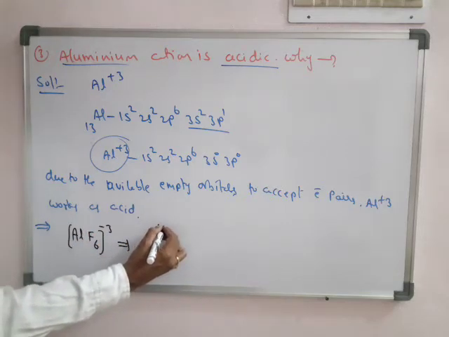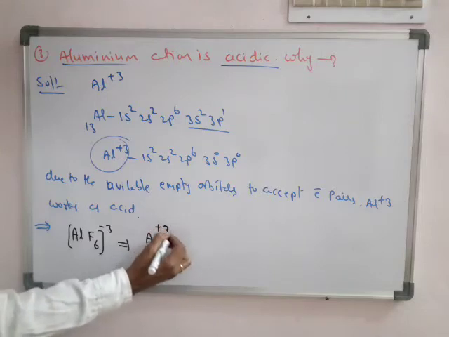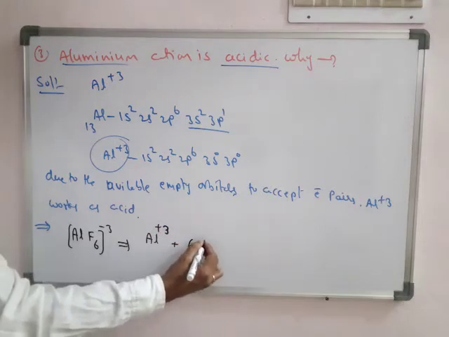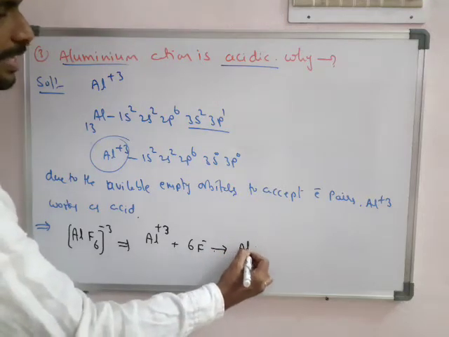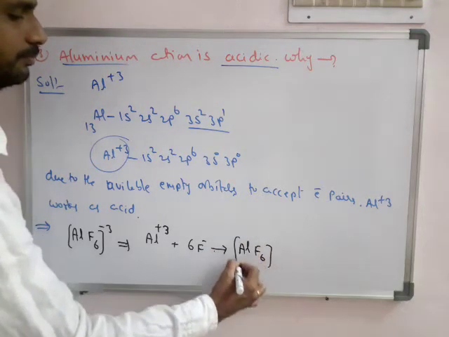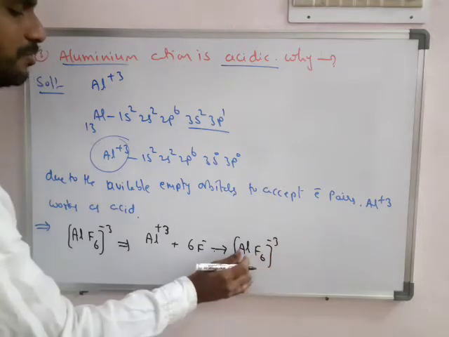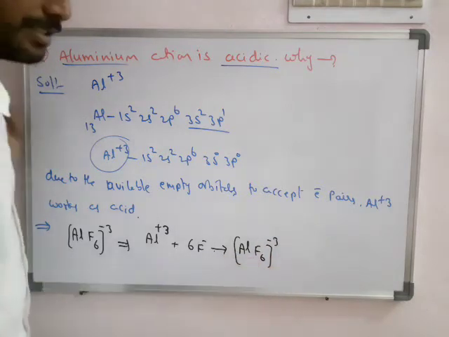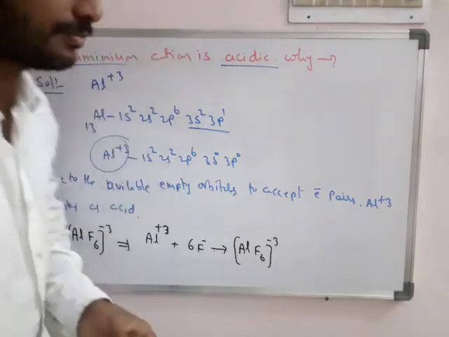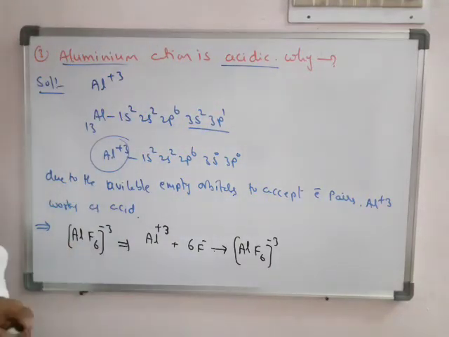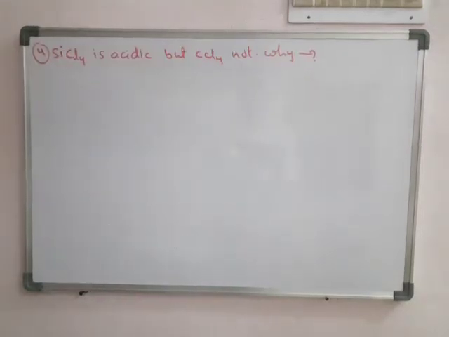The central metal ion is Al plus 3. The 6 fluoride ions donate an electron pair, forming AlF6 3-. Here Al plus 3 works as the metal ion, and the 6 fluorides act as ligands. Okay, let's see the next question.